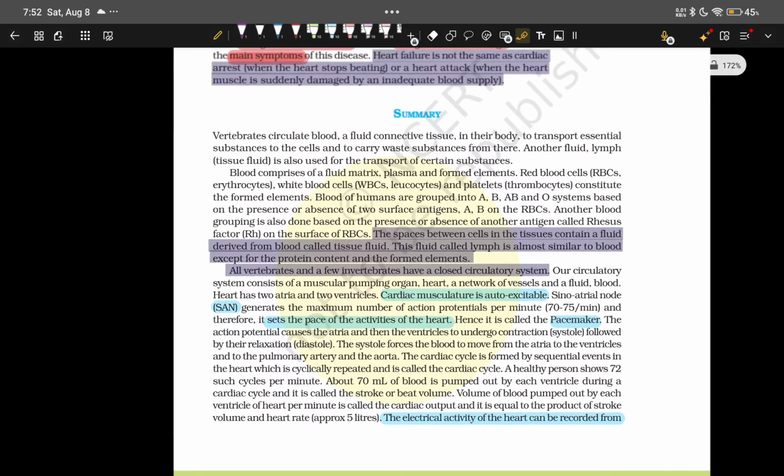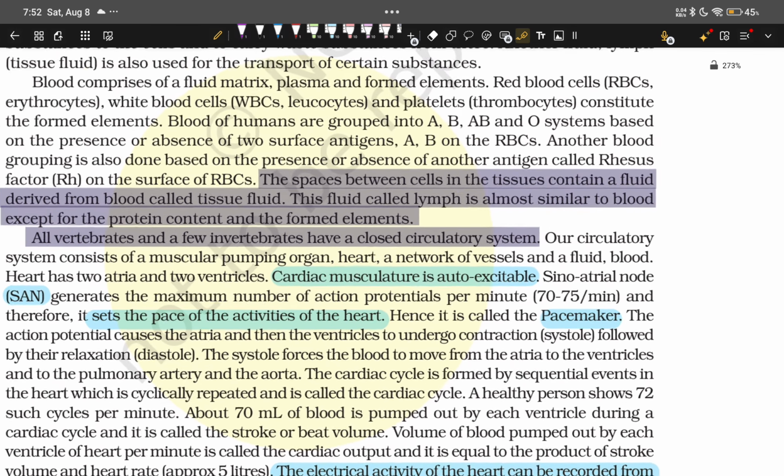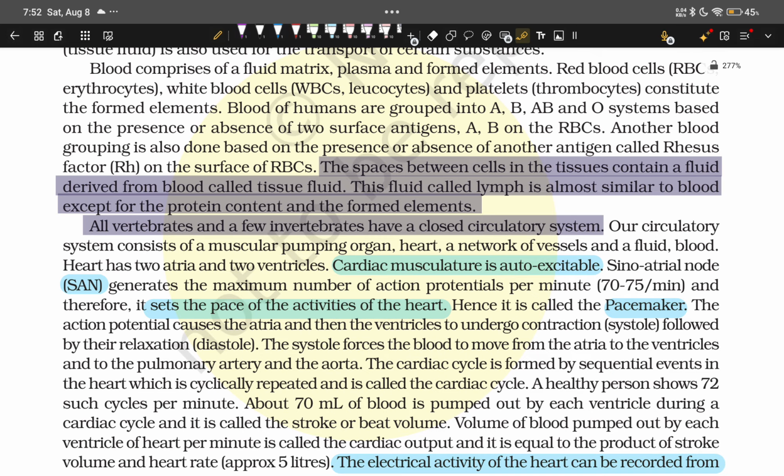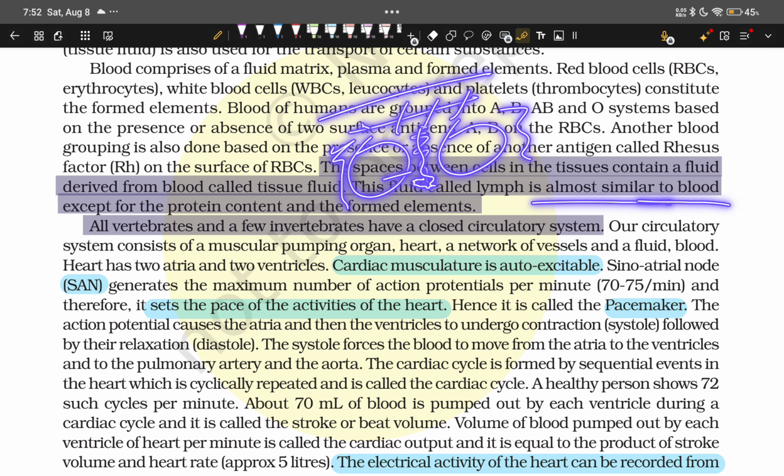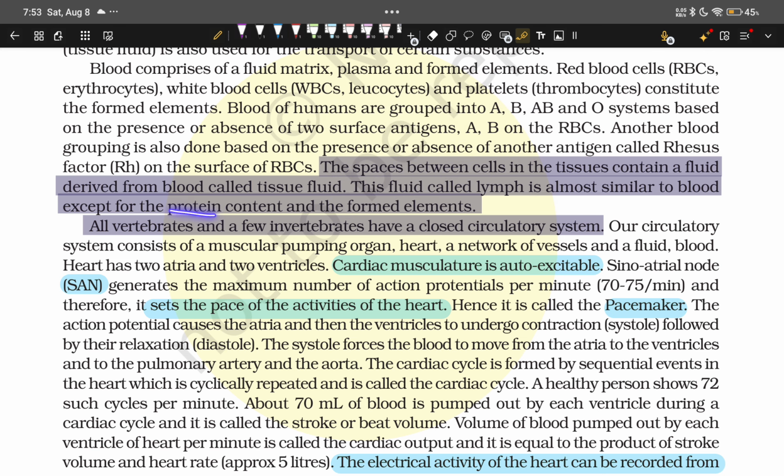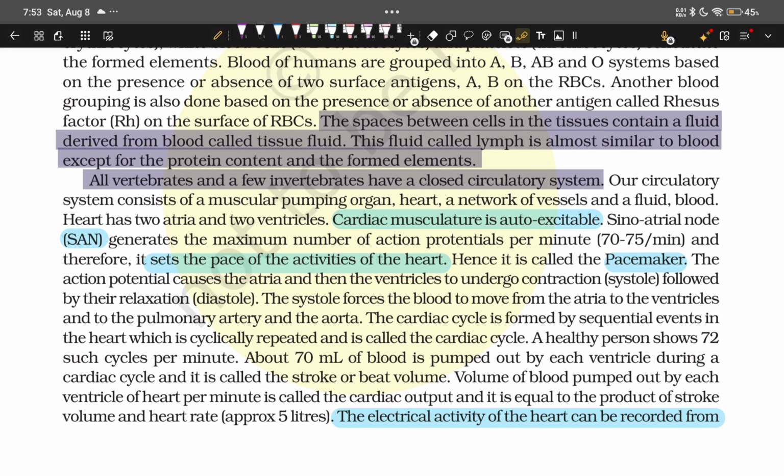Now all these things you can read on your own, you all must have NCERT, but one thing I want to clarify here is that these statements are very important. Spaces between the cells in the tissue contain fluid derived from the blood. So of course we have the capillary and we have the tissues. Water soluble substances pass through and are collected here. The fluid collected between the cells is called tissue fluid, and this tissue fluid has almost the same composition as the blood. However, it does not have protein content or formed elements, because they cannot ooze out of the capillary.